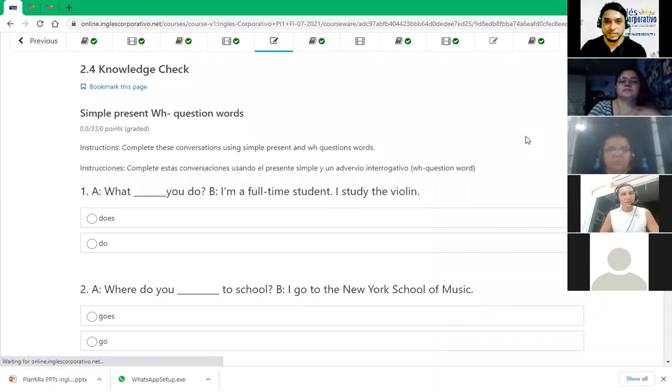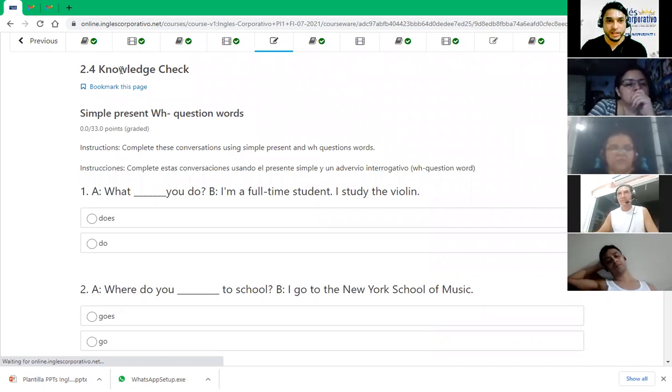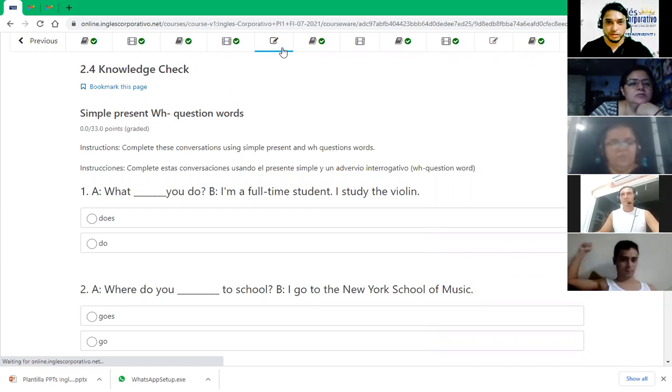Did you do this exercise? The knowledge check? Okay, we are going to do that. These are for WH questions that we couldn't do last session.